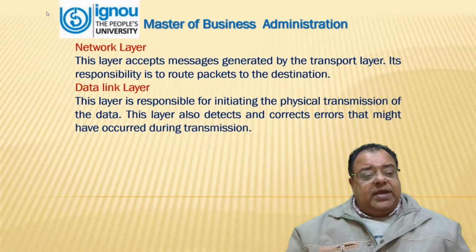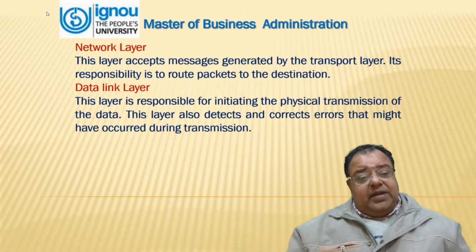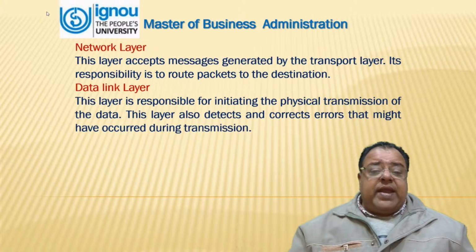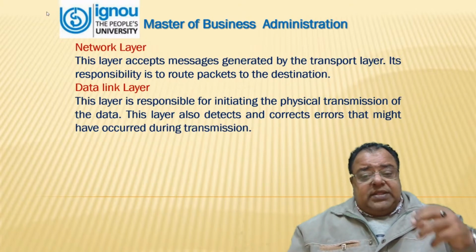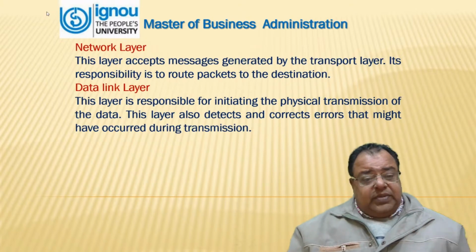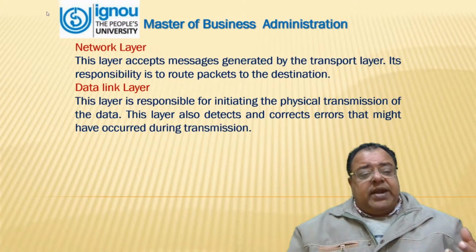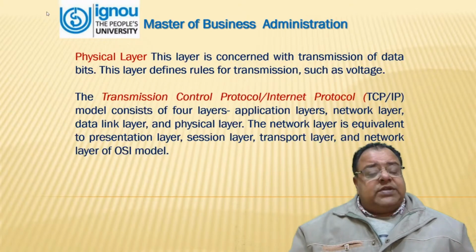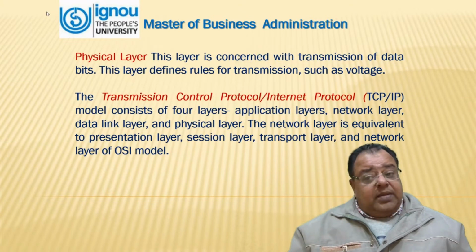Network layer. This layer accepts messages generated by the transport layer. Its responsibility is to route packets to the destination. Data link layer. This layer is responsible for initiating the physical transmission of the data. This layer also detects and corrects errors that might have occurred during transmission. Physical layer. This layer is concerned with transmission of data bits. This layer defines rules for transmission such as voltage.